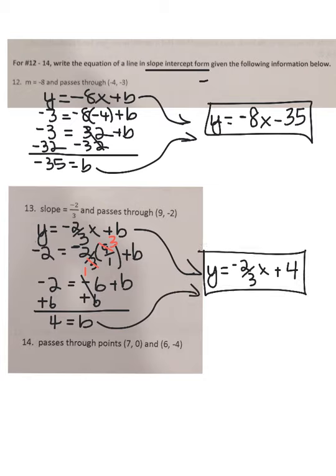All right, now for number 14, same deal, except that we actually have to find the slope. I am going to probably run out of room here, so I'm going to try to squeeze it in over here. I'm going to do y2 minus y1, so I'm going to go 0 minus negative 4. And in the denominator, I'm going to go 7 minus 6. So that's 4 in the numerator and 1 in the denominator. So that means that slope is just 4.